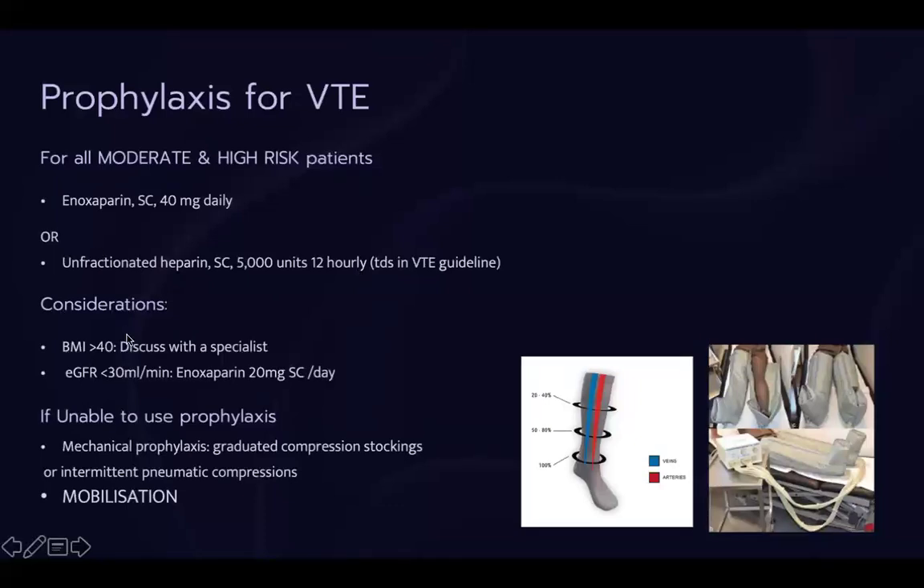Again, just remember our kidneys and our obese patients. So if the BMI is more than 40, you need to discuss that with a specialist to ensure that there's enough cover. And then if the GFR is under 30, you would actually use enoxaparin 20 milligrams subcut per day.